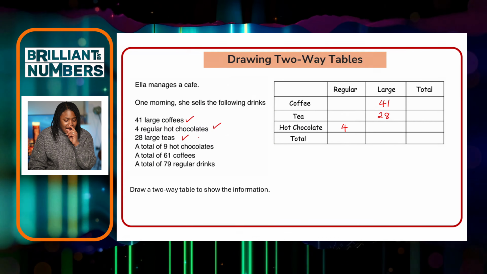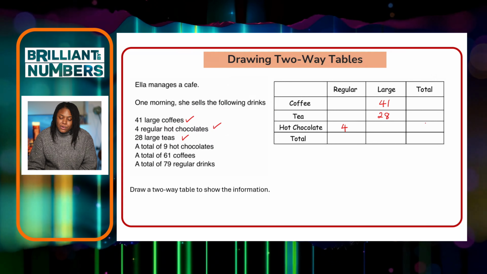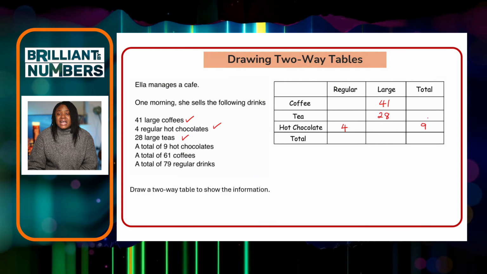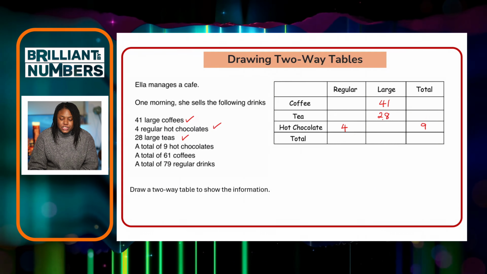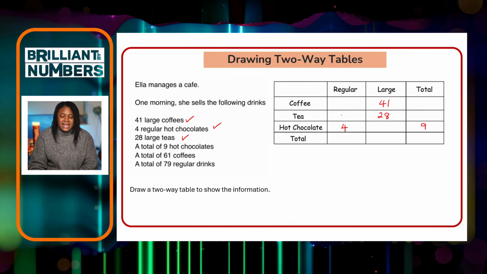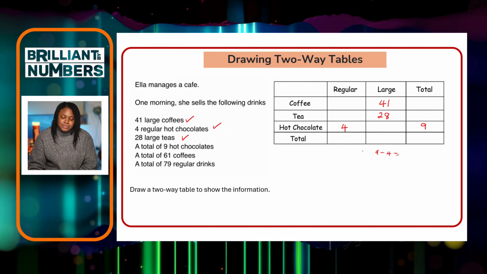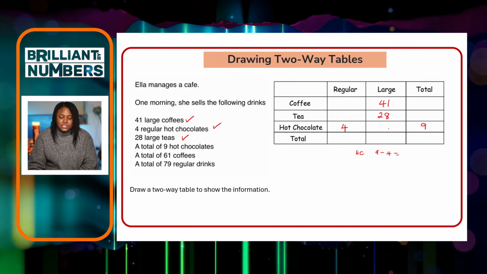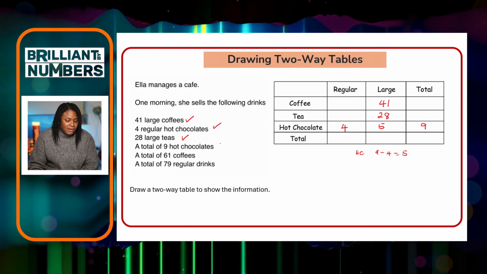We're told here I've got a total of 9 hot chocolate. So I go for total and I'm putting 9 there. I can easily find out straight away the large, since the total is 9 and I've got 4 regular. 9 take away 4, so hot chocolate for large has to be 5. I put that in. Let's just check that off.